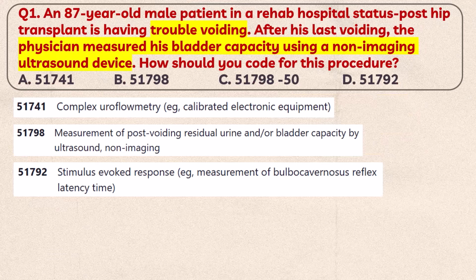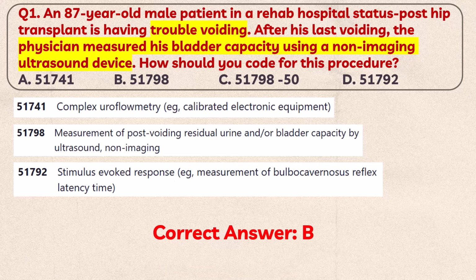Once you go to the codes, 51,741 is complex uroflowmetry, for example calibrated electronic equipment. But here that is not the case. 51,798 is measurement of post-voiding residual urine and or bladder capacity by ultrasound, non-imaging. That is exactly the code. Here you can see ultrasound non-imaging device. When you look at the other answer, 51,792 is stimulus evoked response, so that is not the case here. So the correct answer will be answer B. Here you may get confused whether to use the modifier 50 or not. Answers B and C are the same, but with the modifier. The modifier 50 is for a bilateral procedure.